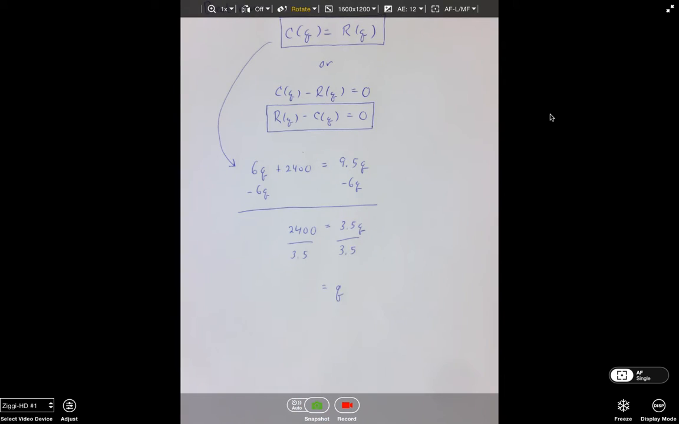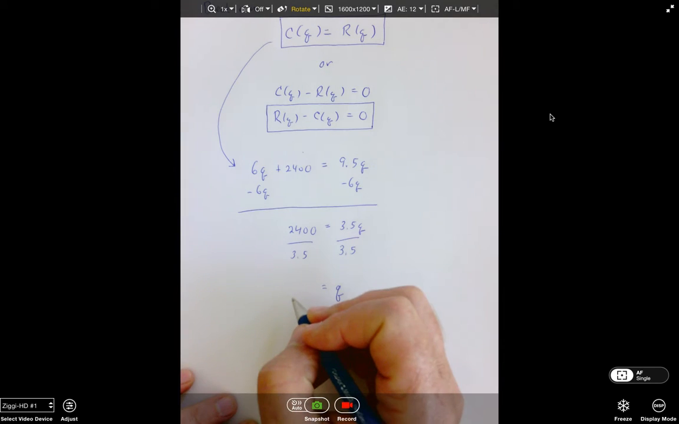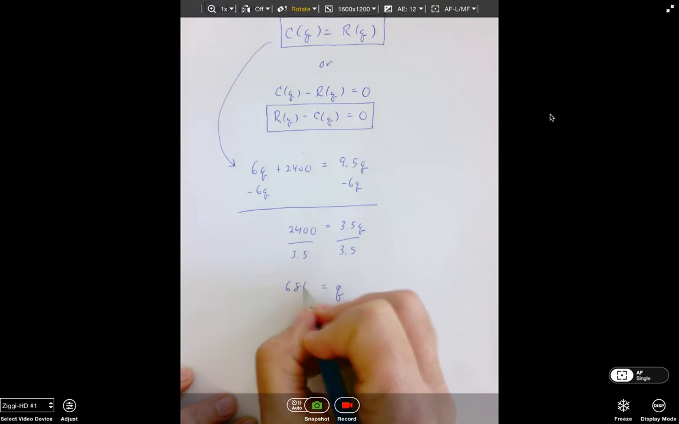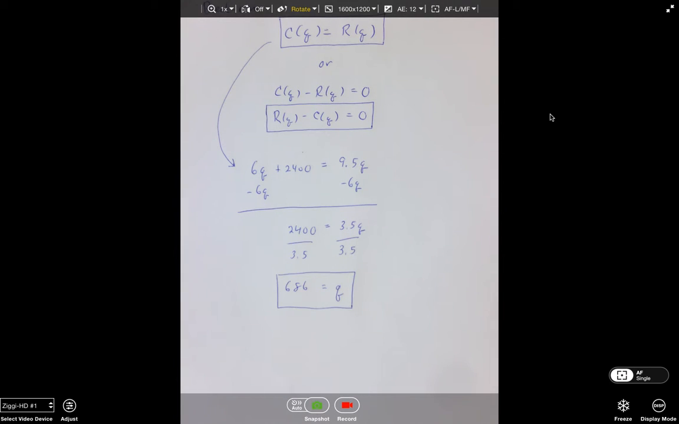So gang, I'm going to put this in my calculator. So I have 2400 divided by 3.5. I get 685.7142857. Can't have partial quantity in these objects, so it's going to take 686 units. I always round that up to the next value, and that's pretty common to do that.